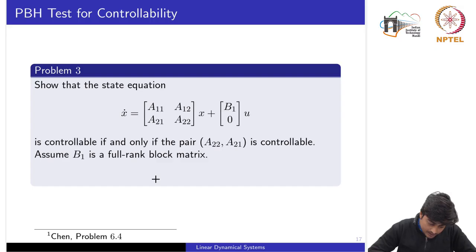The problem 3 is on the PBH test for controllability, where we need to show that the state equation, which has been already partitioned into the block matrices, is controllable if and only if the pair A22 and A21 is controllable, assuming that B1 is a full rank block matrix. So this problem was taken from another book, Chen. It is an unsolved problem number 6.4.